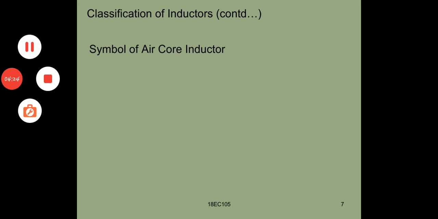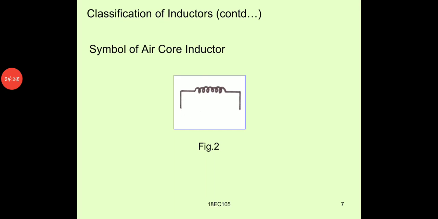Now let us see the symbol of an air core inductor. The symbol is as below. It is simply a coil with two ends. There is nothing within the core, so it is left open.